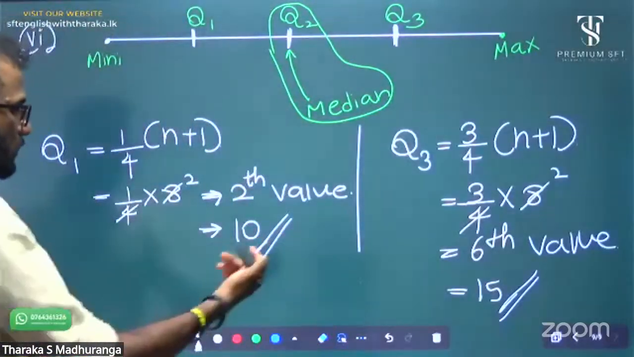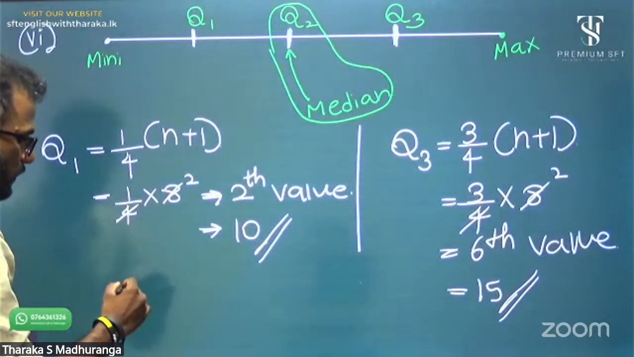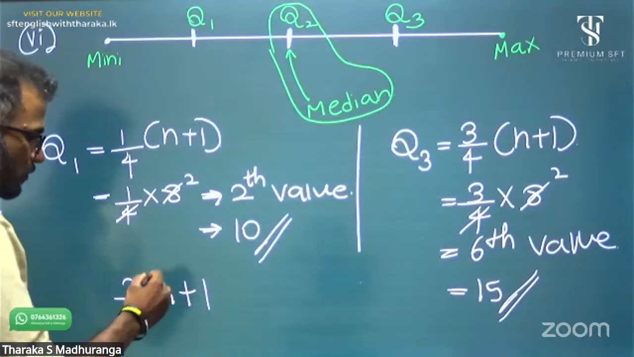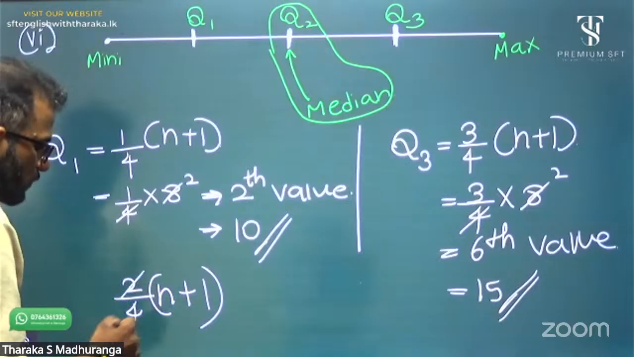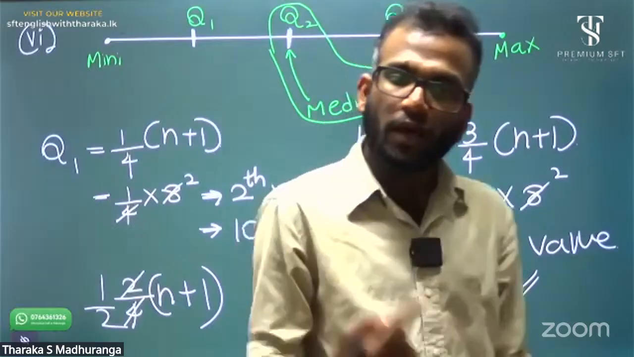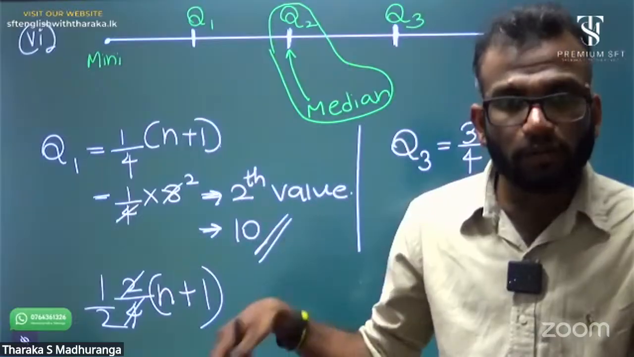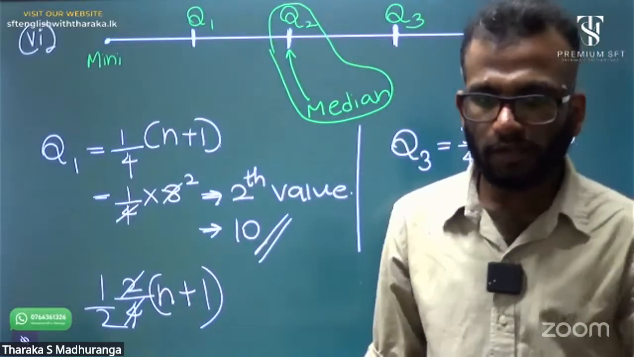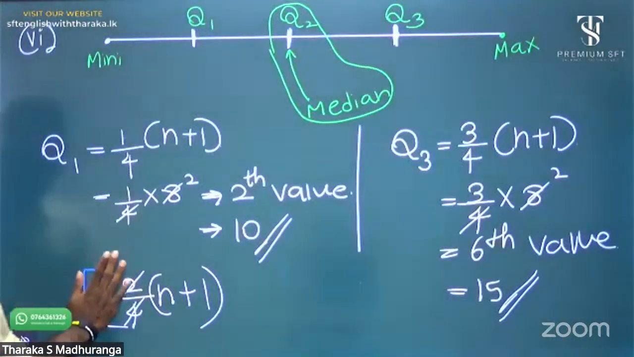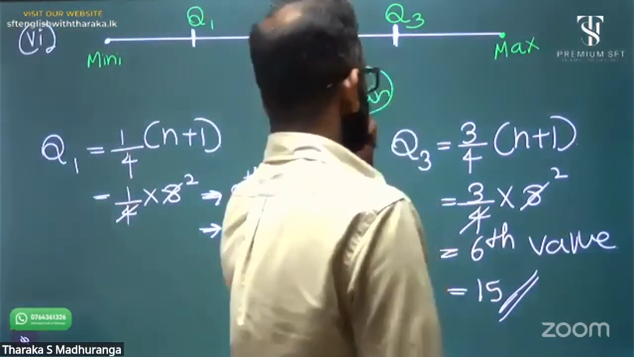Then we use the same method. If you want the second quartile, that means 2 over 4 (n plus 1), and 2 over 4 means 1 over 2, no? The same thing. I told you how to get the median equation, n plus 1 over 2, the same equation, right? Same equation.